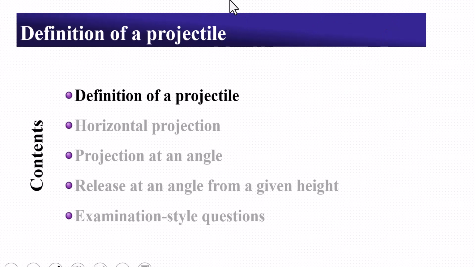So we're going to look at the definition of a projectile, and then horizontal projection, projection at an angle, release at an angle from a given height, and then lastly examination style questions. Specifically for this lesson, we are going to look at only these two things: definition of a projectile and horizontal projection. Let's first understand what a projectile is before we dive deep into calculations.